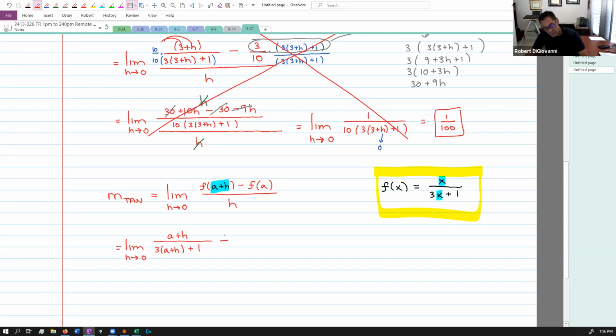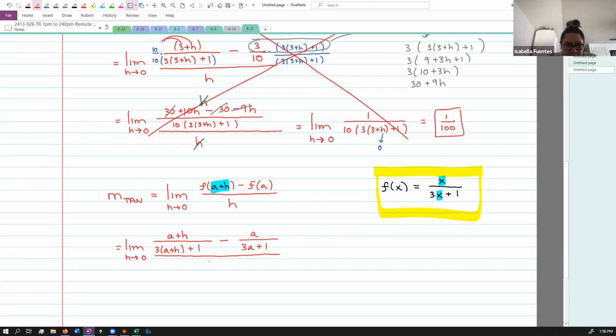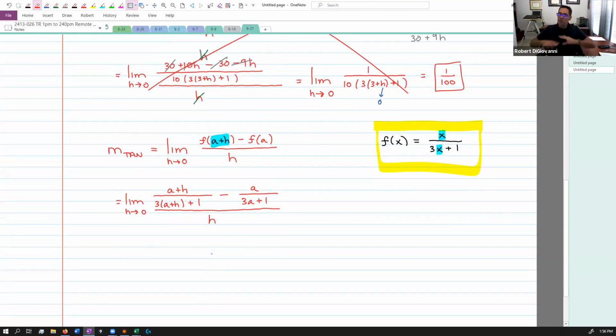Now I need to subtract from that f of a. In previous problems, this f of a has always turned out to be a number because we're just plugging a number into the function. This time we're not plugging a number in, we're plugging a in, right? So our answer, replace these with a's. It should just be a over 3a plus 1. That's what you get when you plug a in. All of this divided by what? h. Okay.